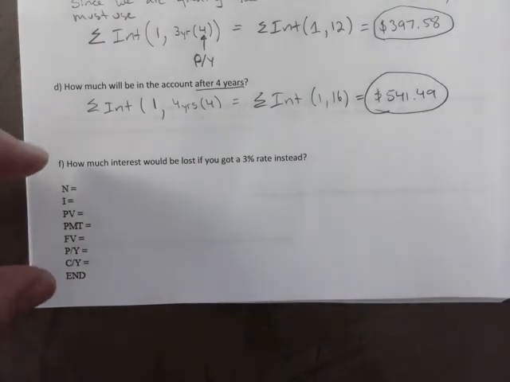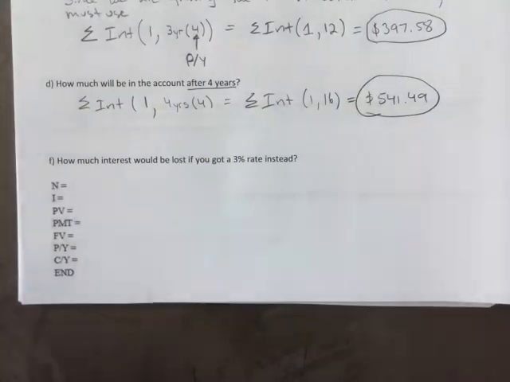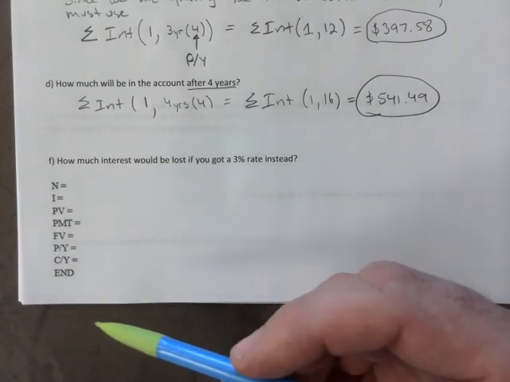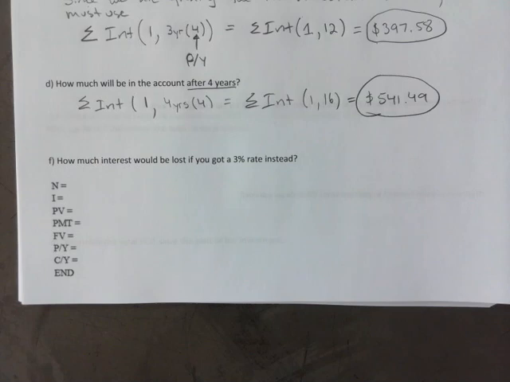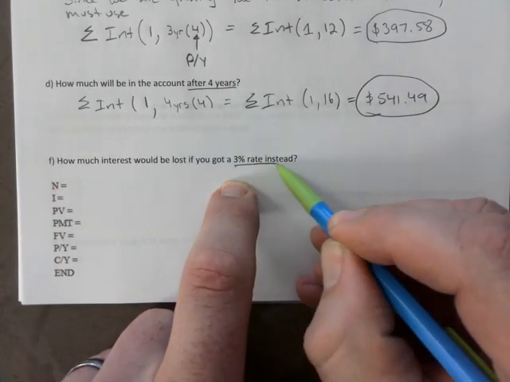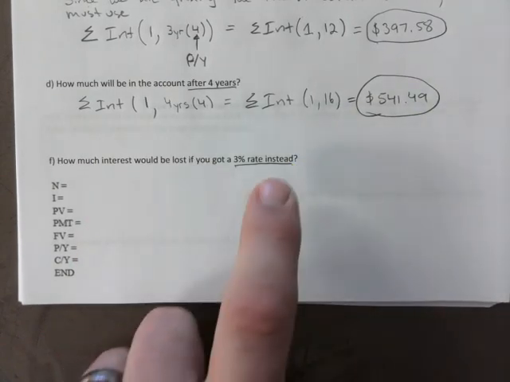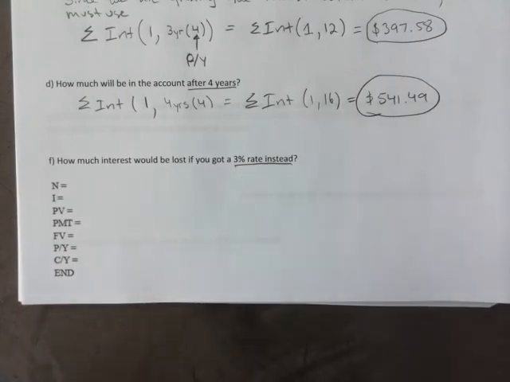I want you to try answering F right now with what you've learned. Same scenario. Make sure you try it, all right? Your phone is not an option right now. There's no TVM solver on there just yet. What if you got a 3% interest rate instead? How much interest would you have lost if you went with a 3% interest rate instead of a 4.17% interest?